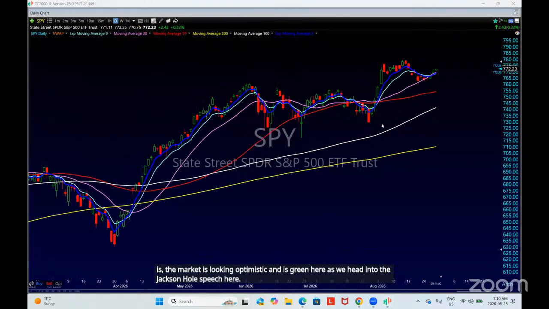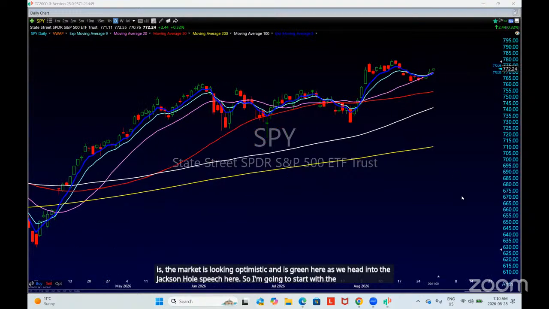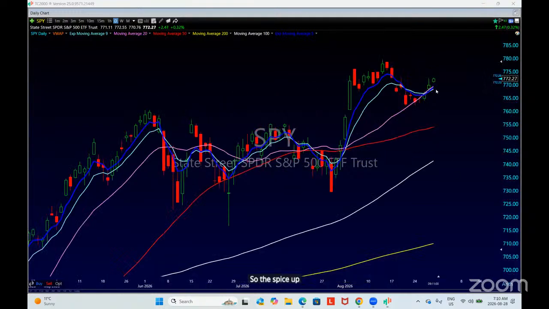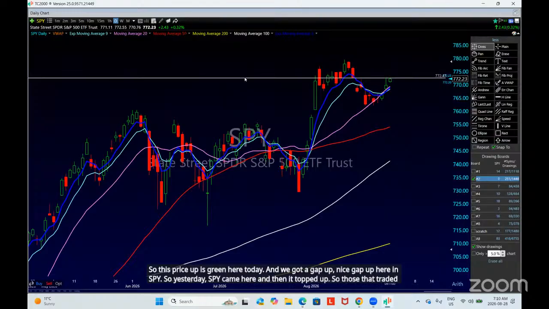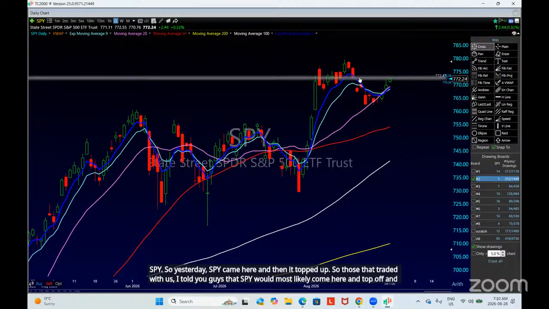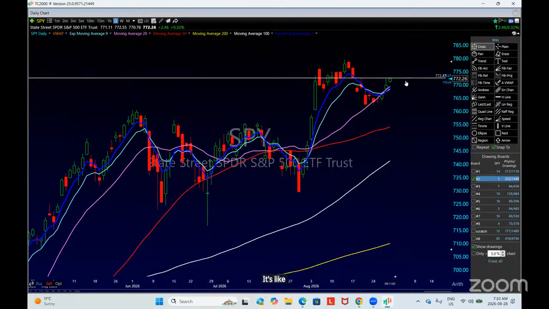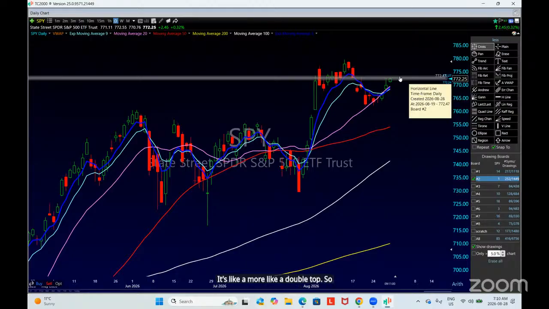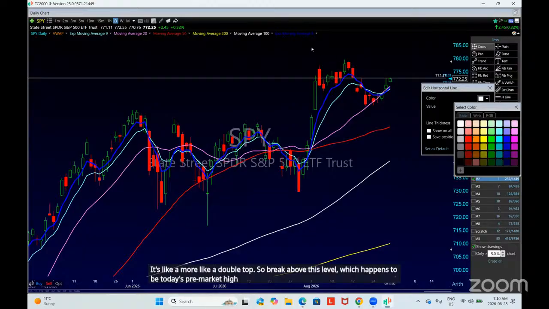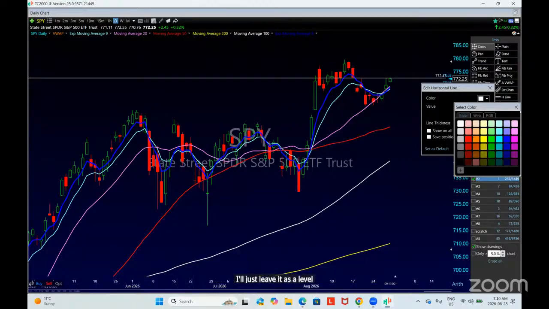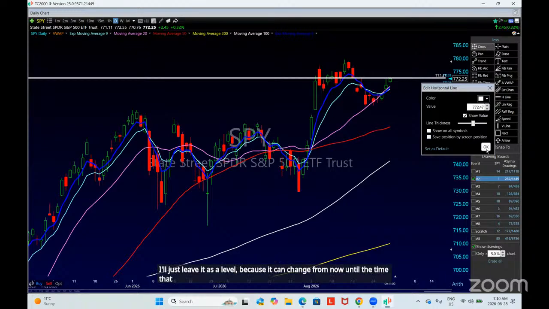I'm going to start with the SPY. The SPY is green today, and we got a nice gap up here. Yesterday SPY came here and then topped off. Those that traded with us, I told you guys that SPY would most likely come here and top off, and it put in more like a double top. So a break above this level, which happens to be today's pre-market high, I'll just leave it as a level because it can change from now until the market opens.